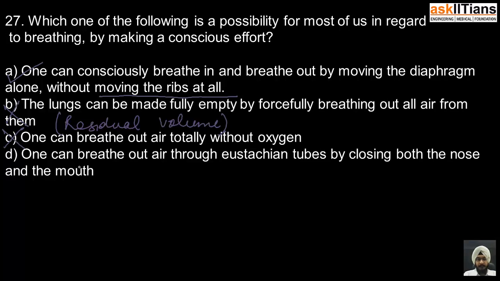And the last one says one can breathe out air through eustachian tubes by closing both the nose and the mouth, which is also incorrect. So the correct option is A, which is one can consciously breathe in and breathe out by moving the diaphragm alone without moving the ribs at all. Let's go to the next question.